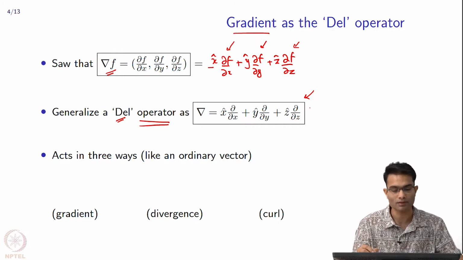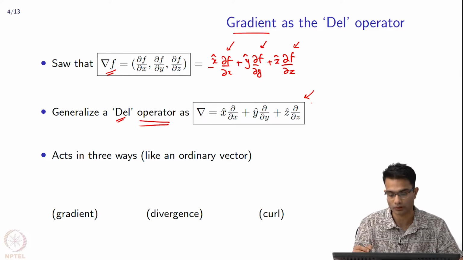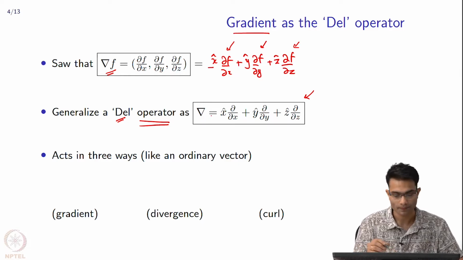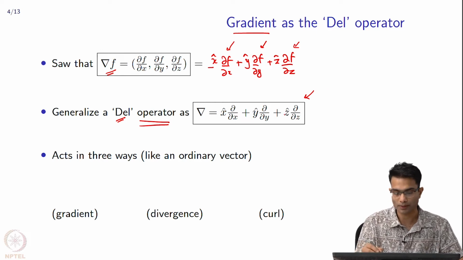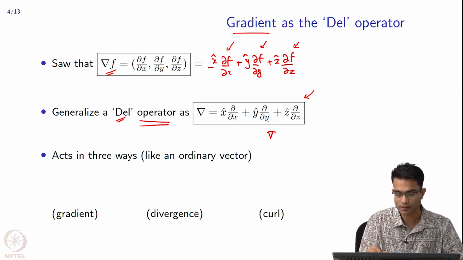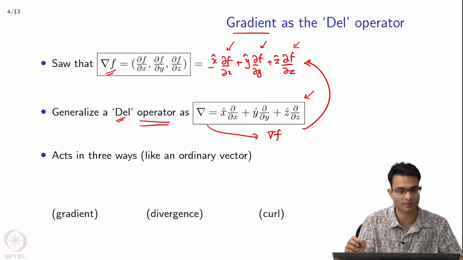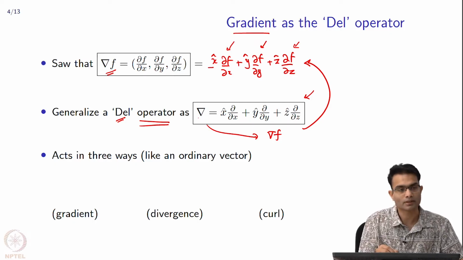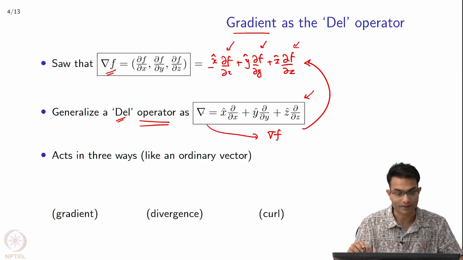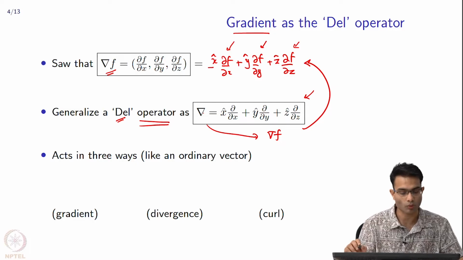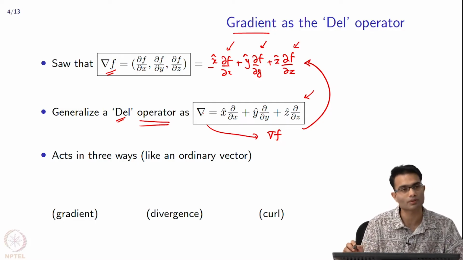It needs a field to act on, and that field in this case is a scalar field. So, when I plug in f over here, I get back this expression for grad f. Now, this operator is very much like a vector. So, it obeys the usual laws of vector calculus.